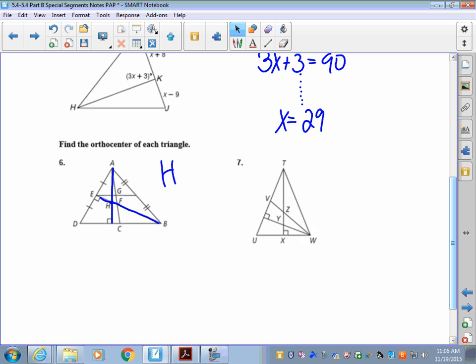The altitudes are the lines that are perpendicular. Yeah. Have to intersect. All right. What did we get on 7? Y. It's Y.